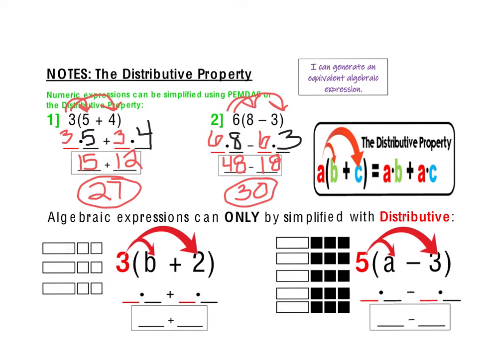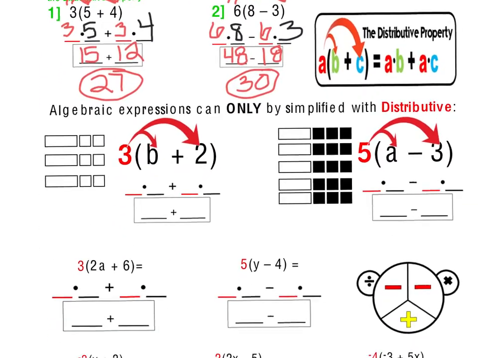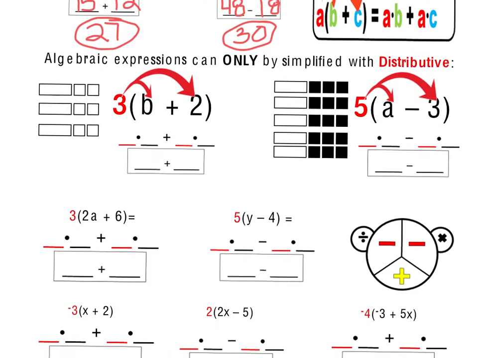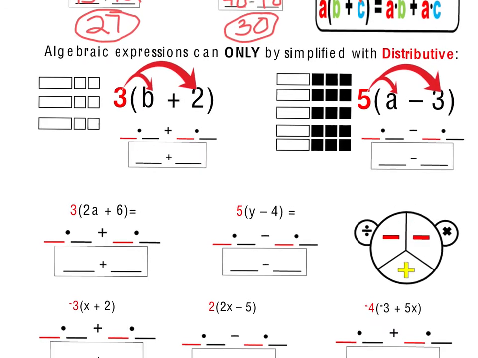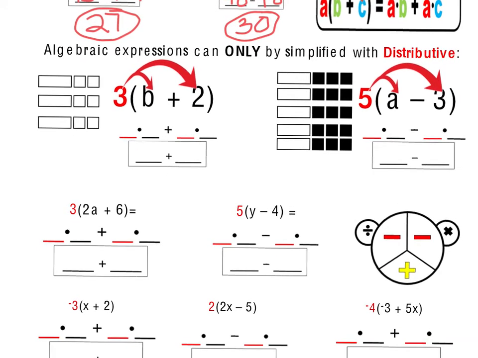Now we could have done that the same way. We could have done parentheses first and then multiplied by the outside number, and we would have gotten the same thing. So that's why the distributive property works. Now, the reason why we use the distributive property is because we're not always going to have the same terms. So let's look at algebraic expressions. They can only be simplified with the distributive property because I can't add b plus 2 if I don't know what b is. So that's why we're always going to use the distributive property.